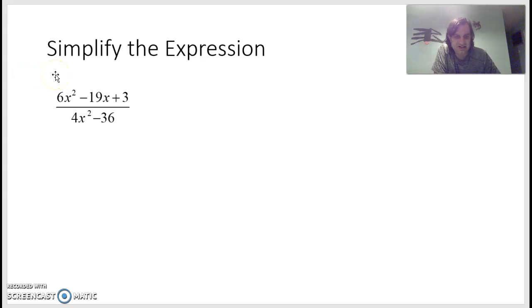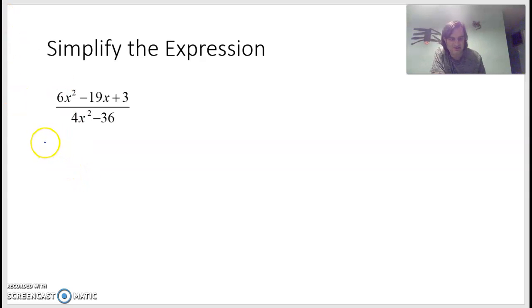So this expression is 6x squared minus 19x plus 3 in the numerator, 4x squared minus 36 in the denominator. So this is already one fraction, so we don't have to worry about combining things, but we probably should try to break it down and see if we can reduce.